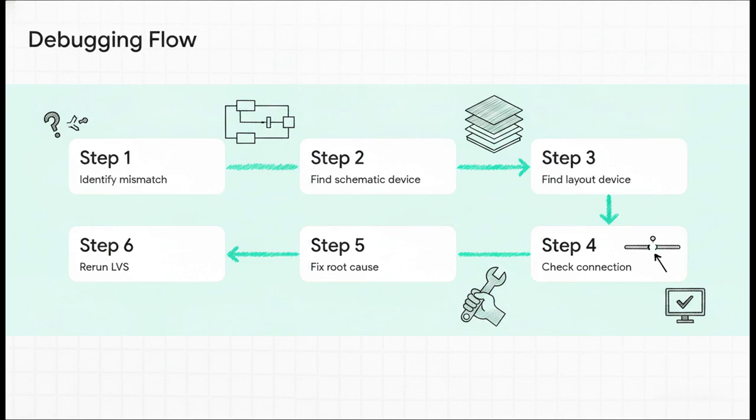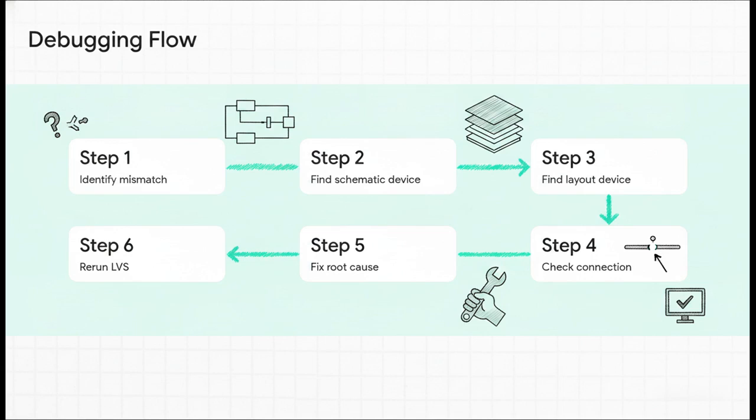Let's walk through this. First, check the summary. What exactly are you dealing with? Is it a short, an open, a parameter mismatch? Let's assume for a second it's an open net. Step 2 and 3 involve finding that specific broken net in the schematic and its counterpart in the layout. Modern EDA tools make this incredibly intuitive through a beautiful feature called cross-probing. When you click the broken net in your LVS error report, cross-probing will instantly highlight the exact wire in both your schematic viewer and your layout editor simultaneously.